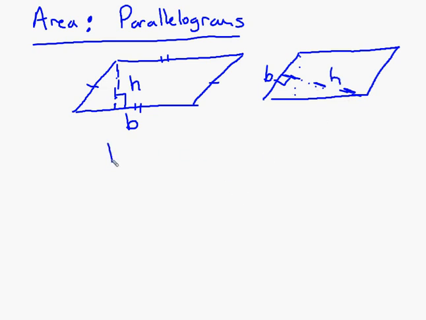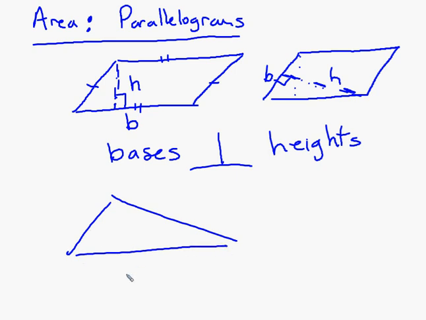Alright, so this is important for the whole chapter. Bases are always perpendicular to heights. They form a right angle with the base. So whenever I have a shape, like let's say I have this triangle right here, and let's say this is my base, then that's my height. It doesn't matter where I draw my height. I could draw it over here, or here. It doesn't matter.